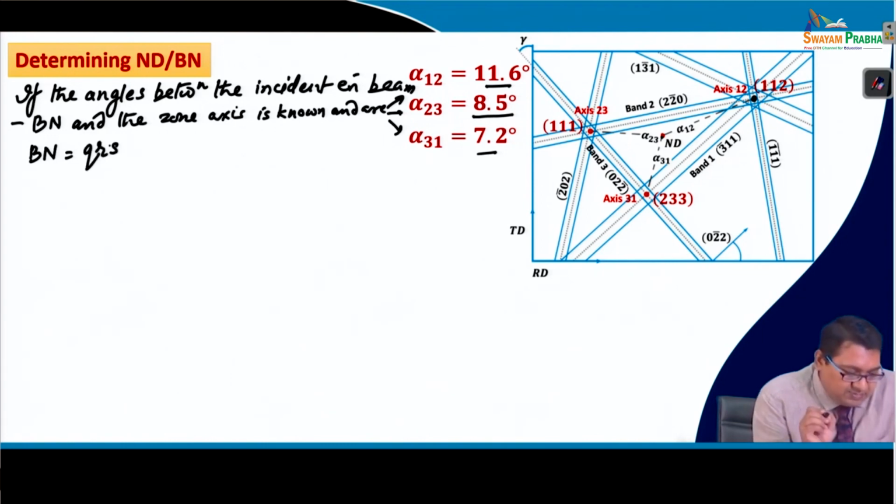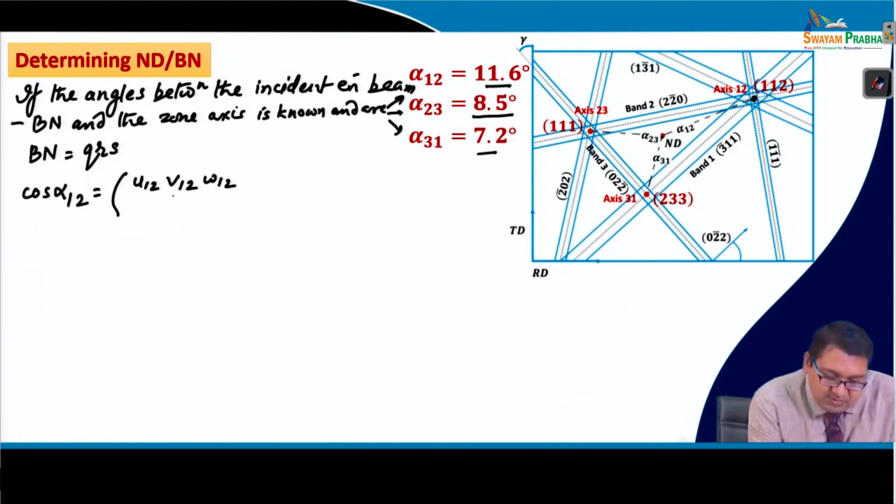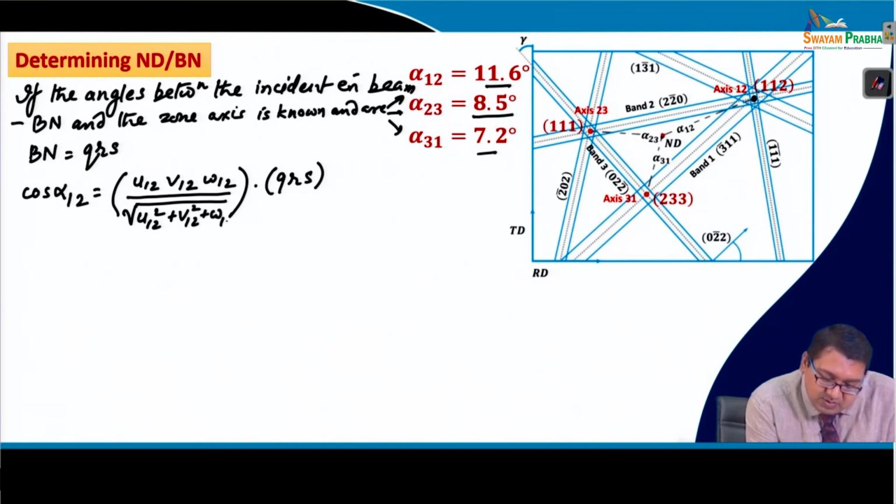say it is QRS, then cos of alpha 1 2 is equal to the axis 1 2, which is U 1 2 V 1 2 W 1 2, dot product with Q R S. Now, this is divided by the root of U 1 2 whole square plus V 1 2 whole square plus W 1 2 whole square, to normalize the total to 1, right.